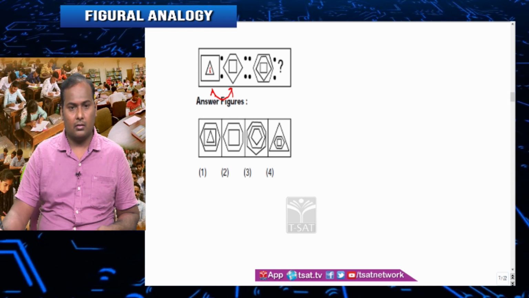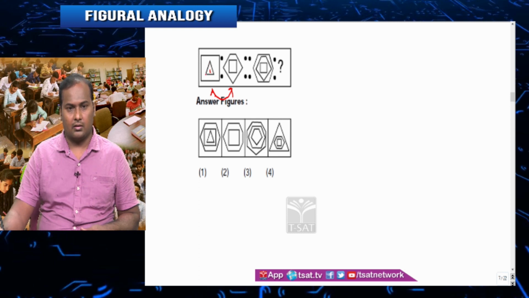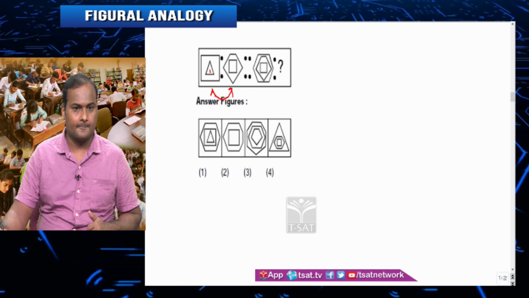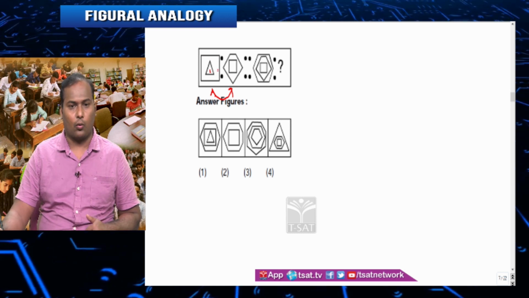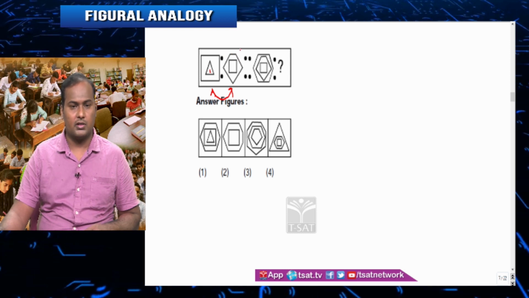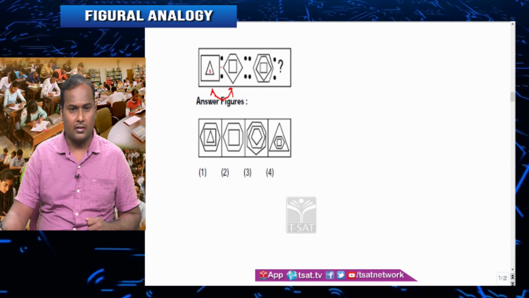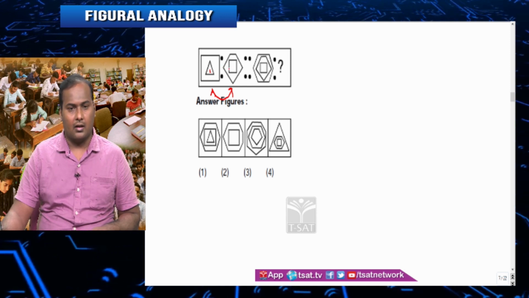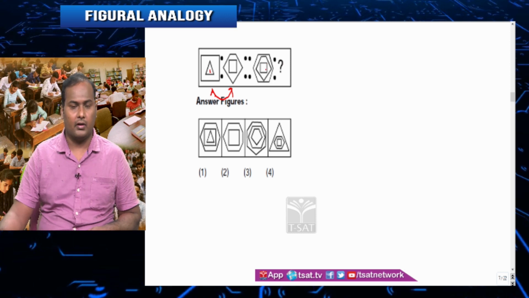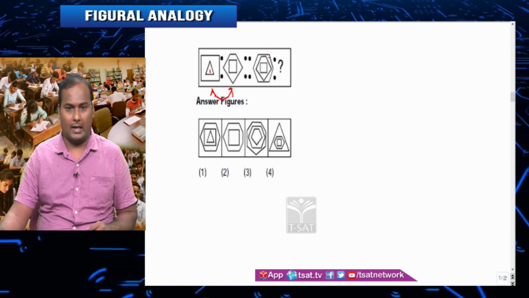The moment it moved to the next position, the triangle became a square, which means one line was increased. In the same way, here the quadrilateral or the square becomes a pentagon, which means one more side was increased. So there was an increase of one line from one figure to the next figure. In the same way, we try to apply the same relation. What is the relation? Increase one line here.